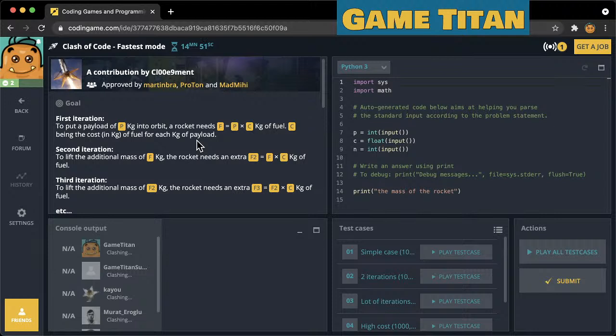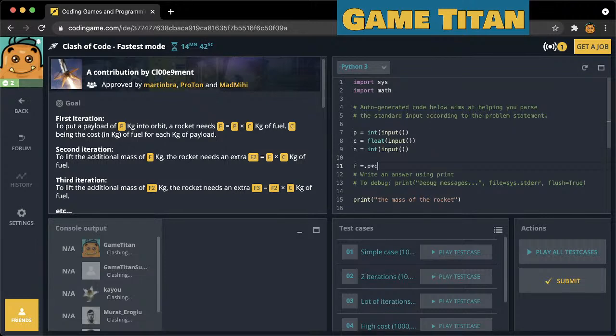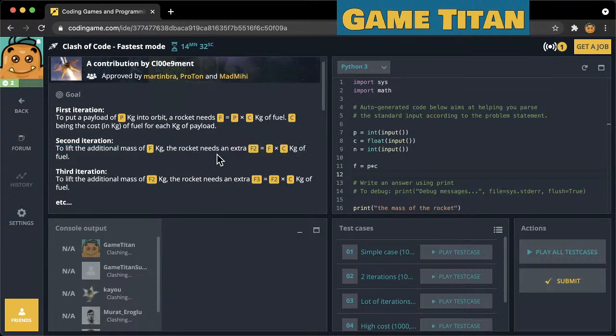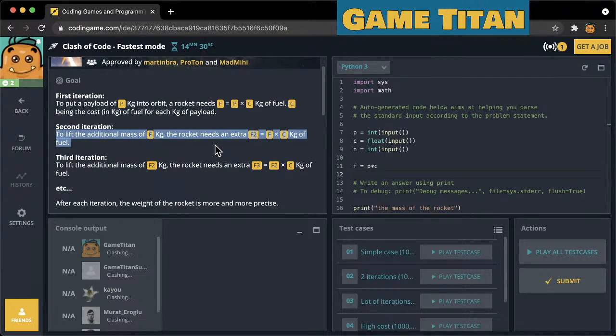Payload into orbit, a rocket needs F equals P times C kilograms of fuel. So F equals P times C. It's messed up. For each kilogram of payload, to lift the additional mass of F kilograms. This is confusing. F2 equals F times C kilograms.